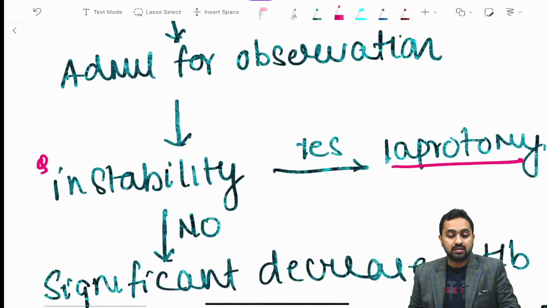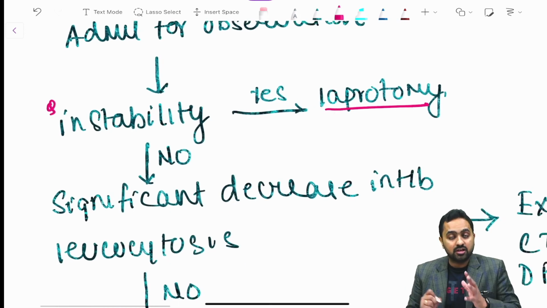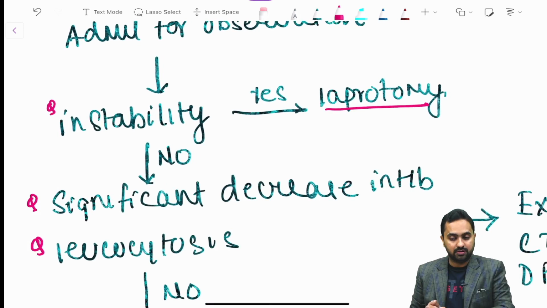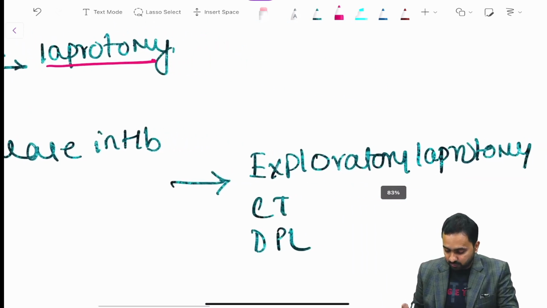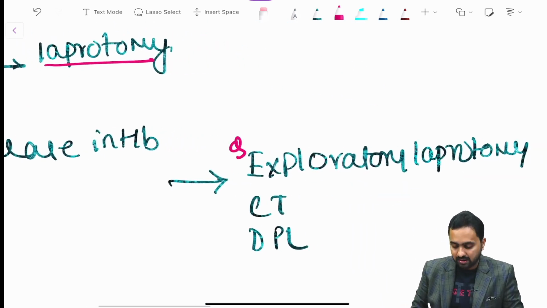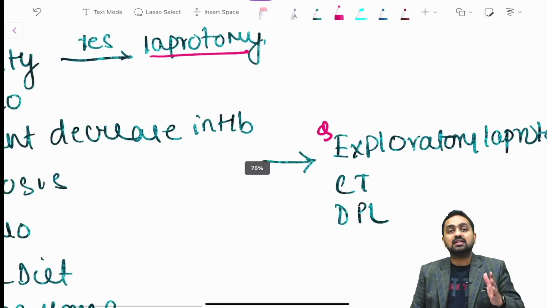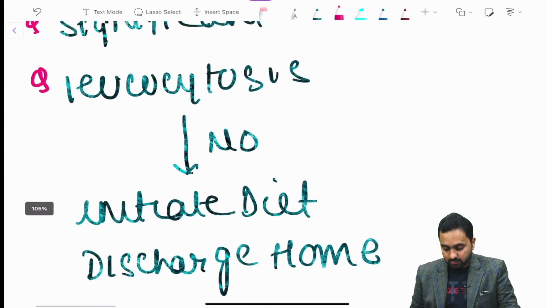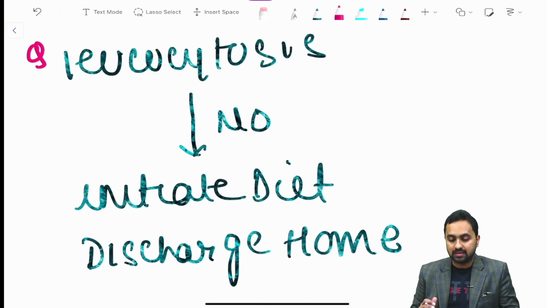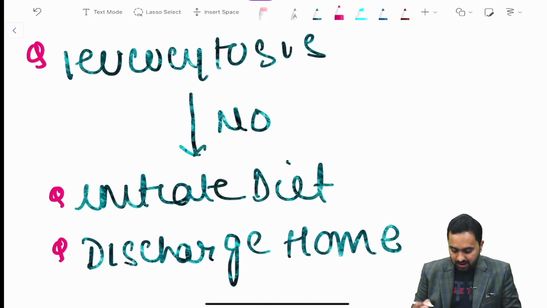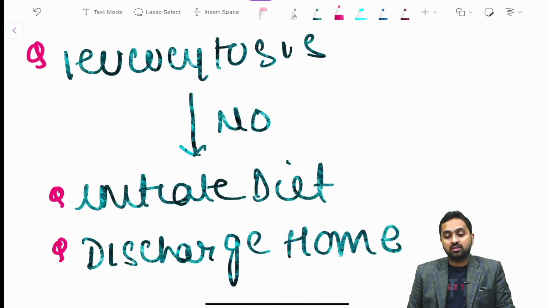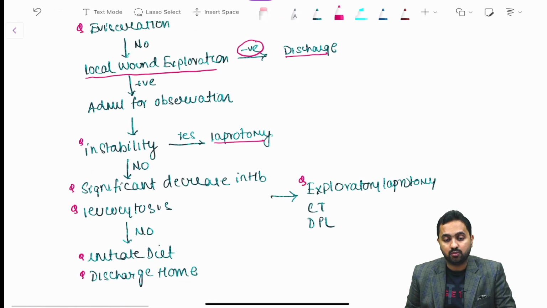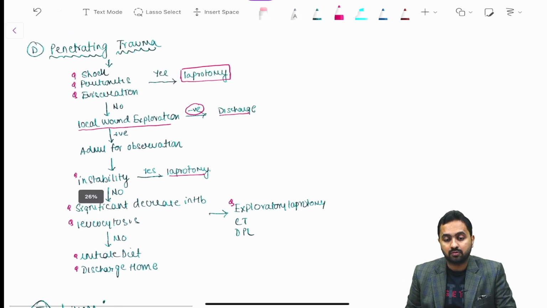If there is no instability, then we check for any significant decrease in hemoglobin and presence of leukocytosis. If the answer is yes, then you would need to go for an exploratory laparotomy or need a CT scan prior to going for your exploratory laparotomy. And if there is no decrease in hemoglobin or increase in count, then we can plan the patient for discharge. Right. So, these are your concepts with respect to your penetrating trauma.